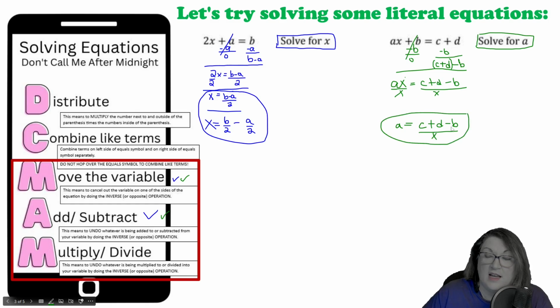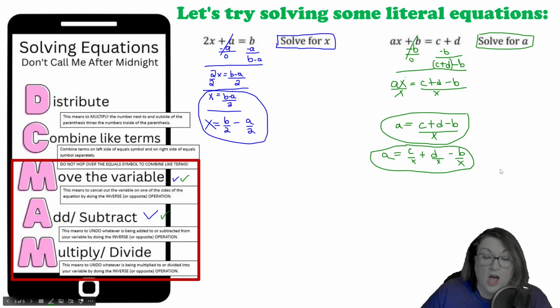And just as in the first problem there, we could also write it like this: c over x plus d over x minus b over x. We could write it like that. I feel like that's a little bit harder to write out than just putting the whole thing over an x, right? But both of those would be the same type of thing. Okay, so now that we've done all of the steps for all of the problems, let's see.